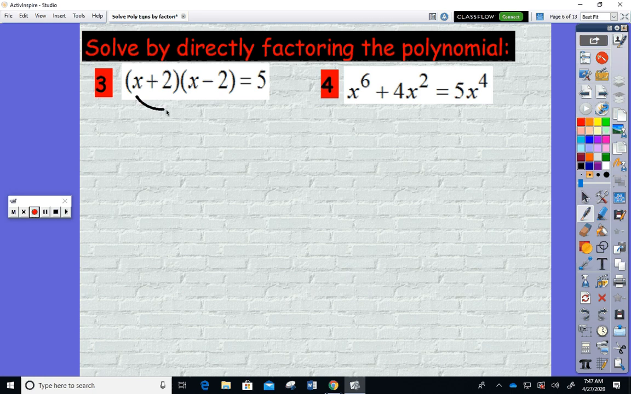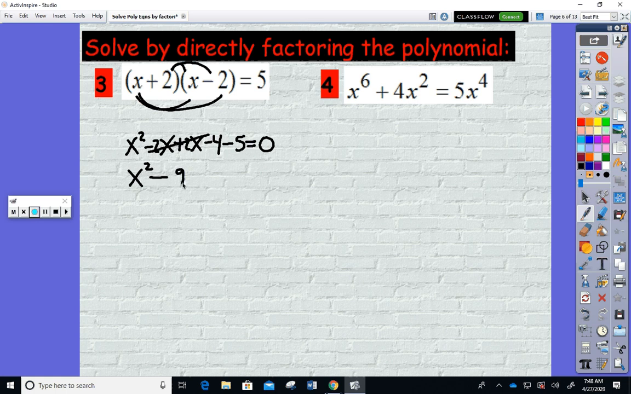So first is x squared. Outer is minus 2x. Inner is plus 2x. And last is minus 4. Now, I'm also going to subtract the 5 over and put it equal to 0 so I can get this puppy cleaned up. So I have x squared. Hey, look at this. The plus and minus 2x's cancel out, and now I've got minus 9 equals 0.